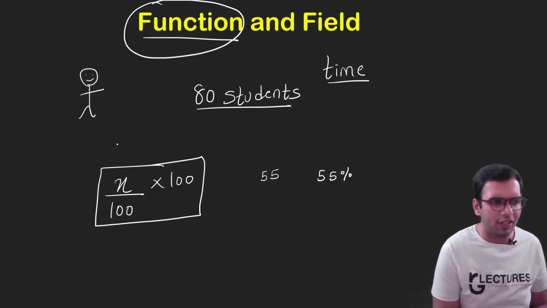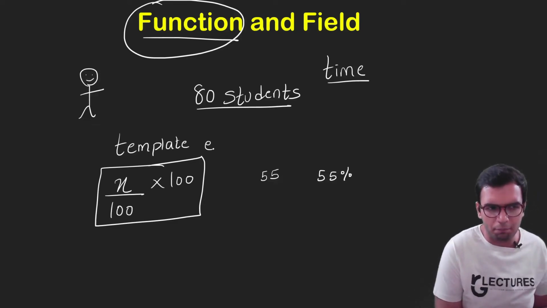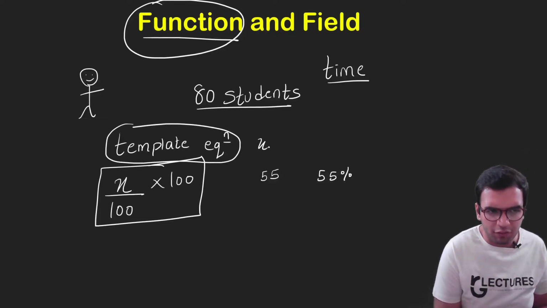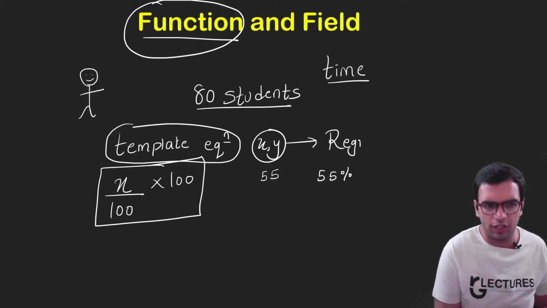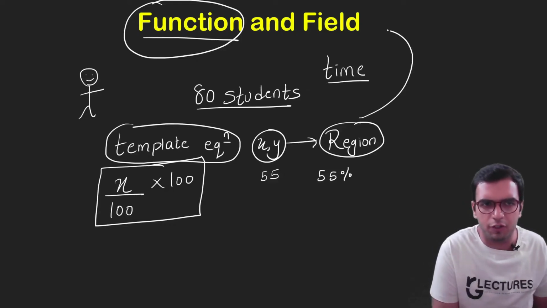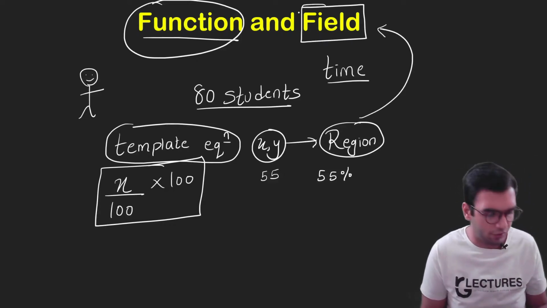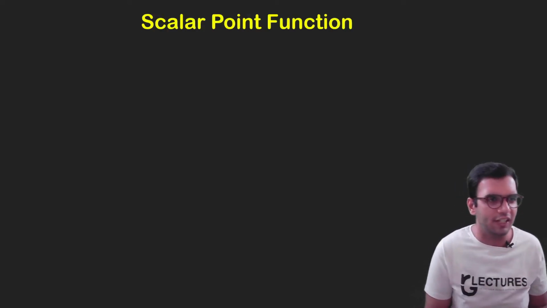So function is basically a template equation. What is a function? Function is just a template equation in which if I substitute the value of x and y, I will get a region around me. That region is referred to as a field. What is that region referred to as? That region is referred to as a field. We will do everything in detail, don't worry.